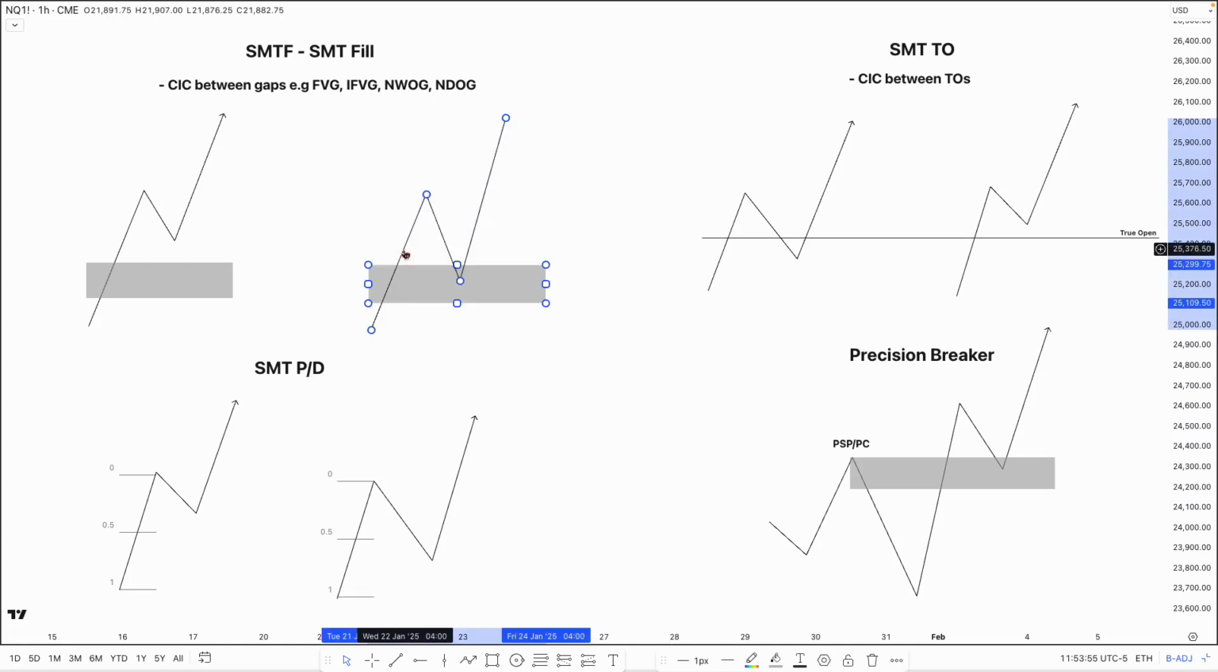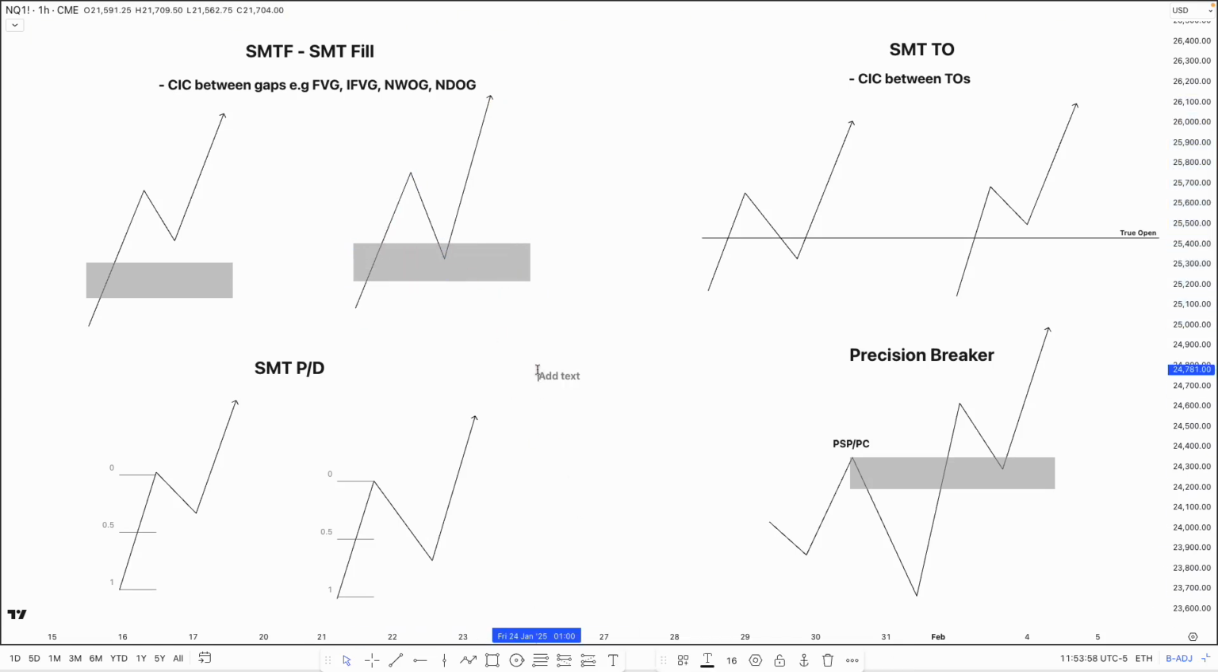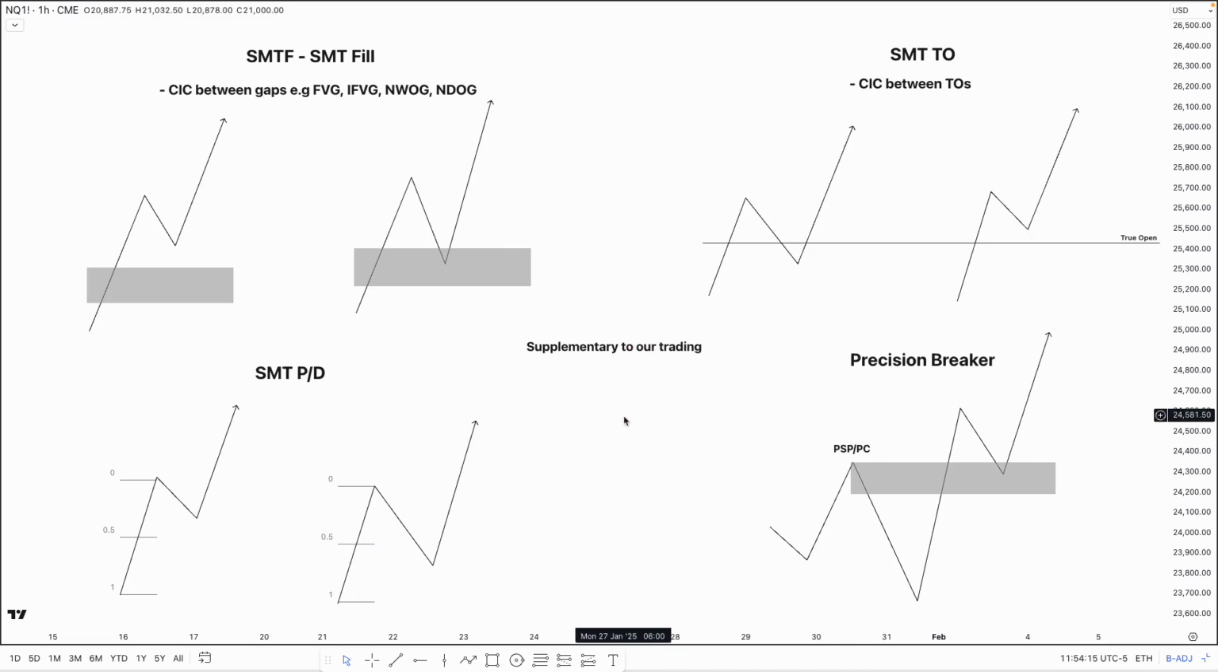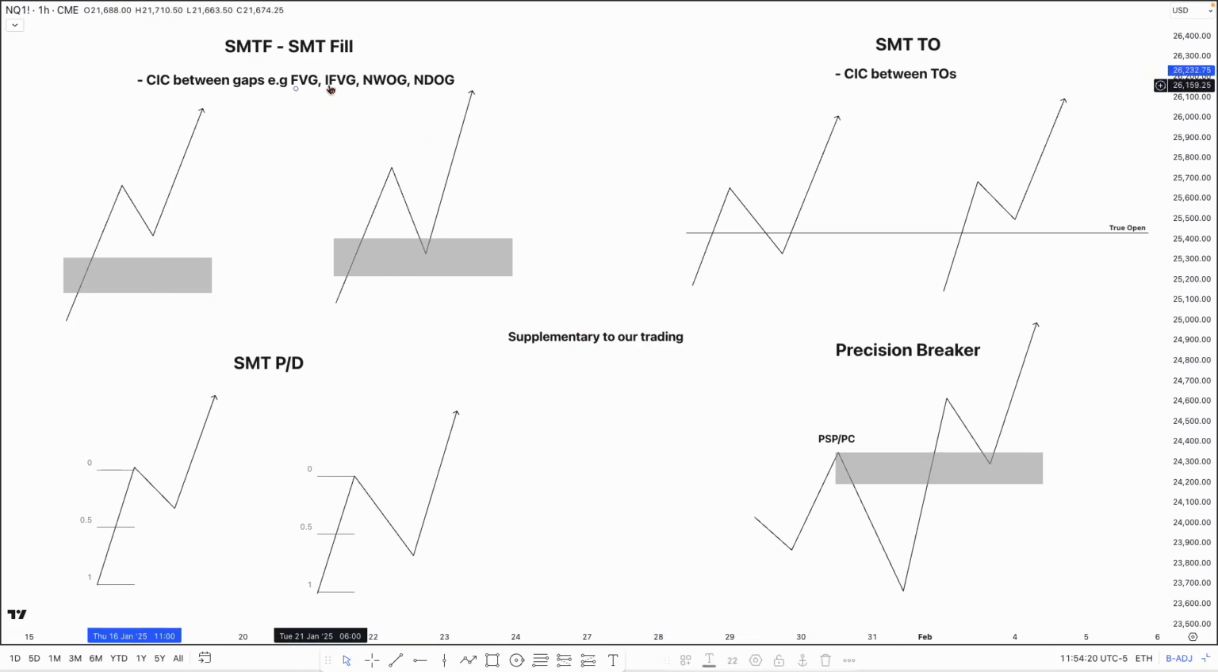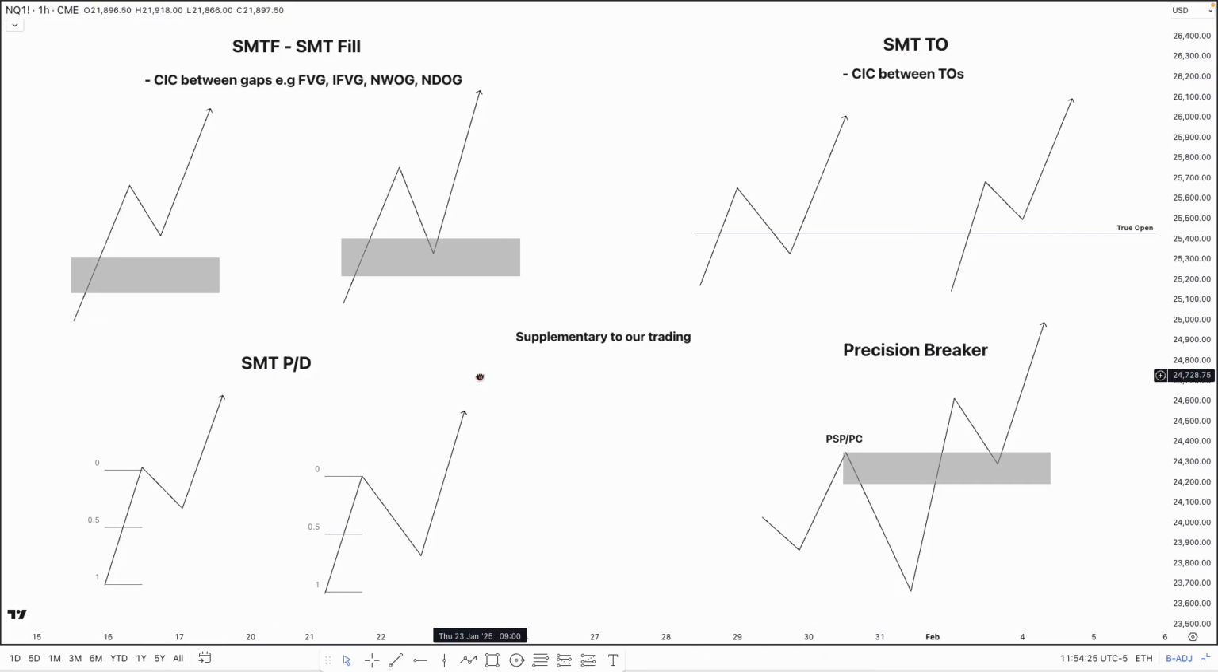Now, one thing I want to point out is that these are all supplementary to our trading. When we're building a trading model, I recommend that you completely base it around sequential SMT and precision swing points. You'll have the most success with a model using those foundations. You can then add these various types of cracking correlations to your model, but I would not solely focus your model on these. Okay?